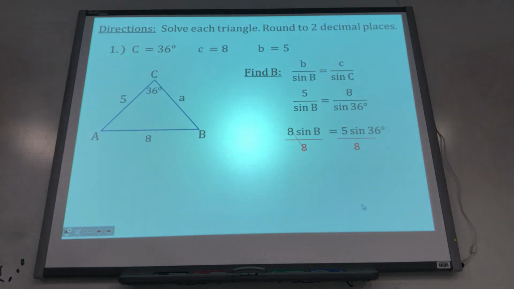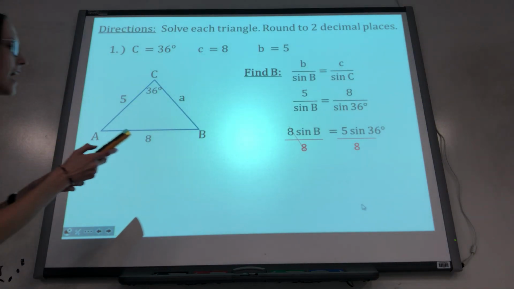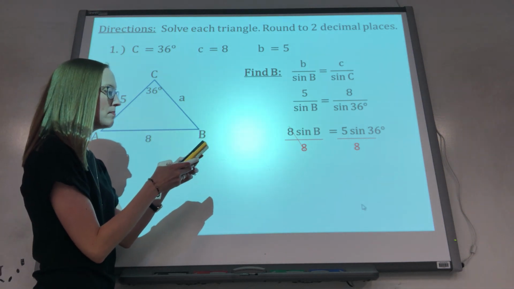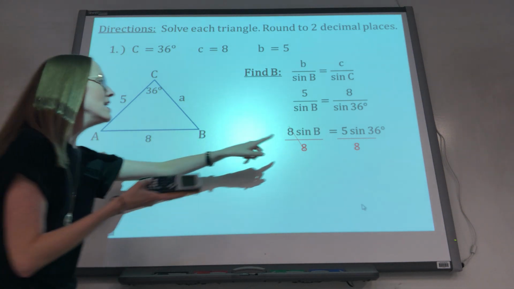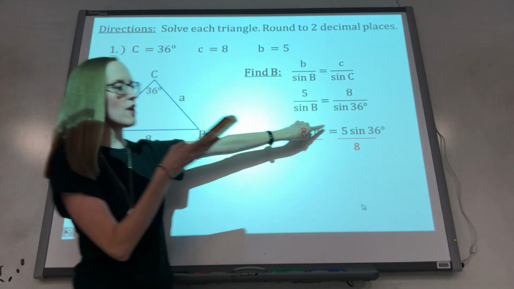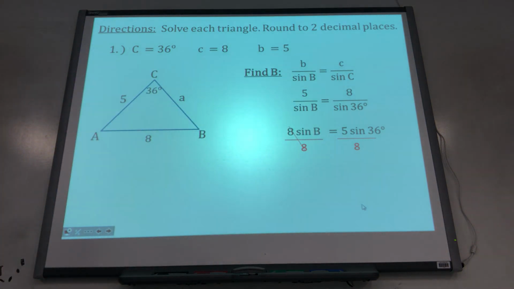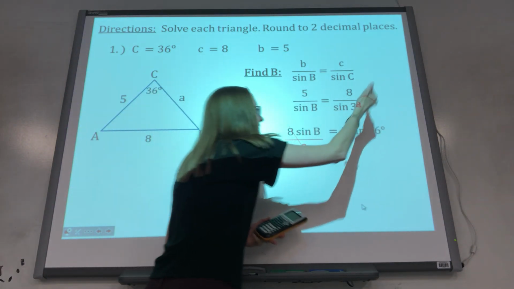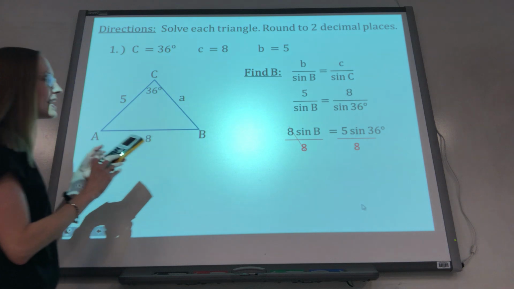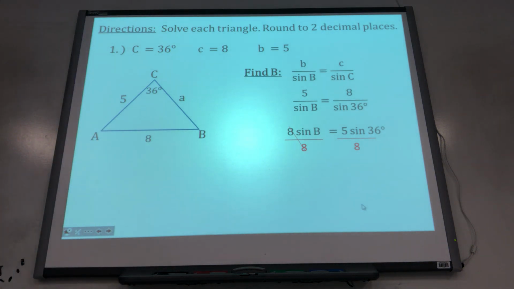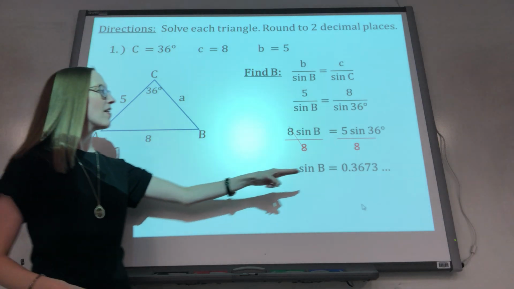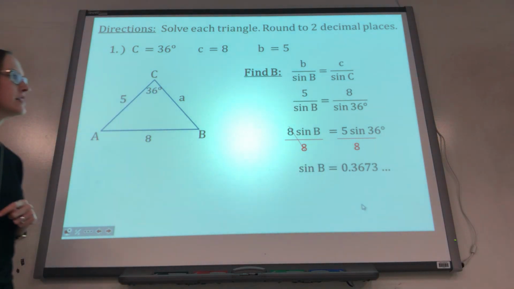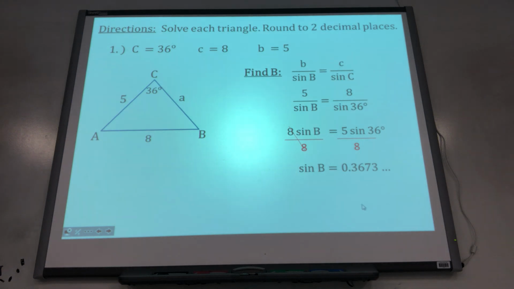And I want to go ahead and put this on my calculator. I'm typing in, make sure I'm in degree mode. Yes, I am. 5 sine of 36. I like to hit enter after that. I'm a scaredy cat. Don't like to do too much at once. Then divide that by 8. And this is not my final answer yet, so I'm not rounding. But I've got like a 0.3673... still on my calculator.